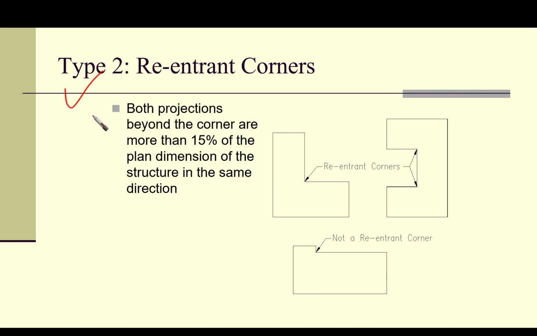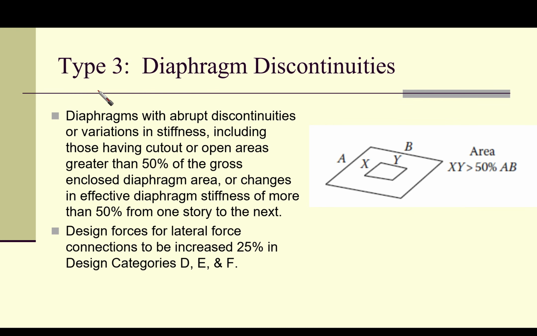Okay, so now we know about the type 2 horizontal irregularity. Let's go to type 3, which is diaphragm discontinuities. Whenever we have a plan, and this plan is considered the diaphragm, and we have a cutout or open area, then if this open area is larger than 50% of the total area, we are in trouble. We are in type 3 diaphragm discontinuities. Okay, so that's the point. This is in the area itself, because it is going to decrease the stiffness of the diaphragm.